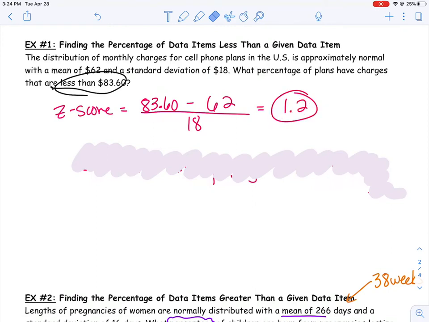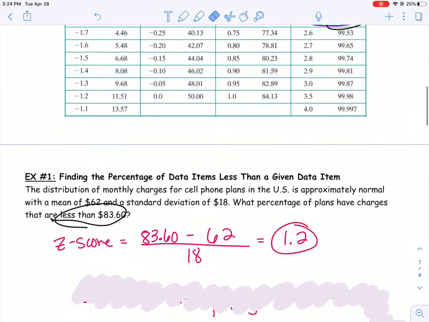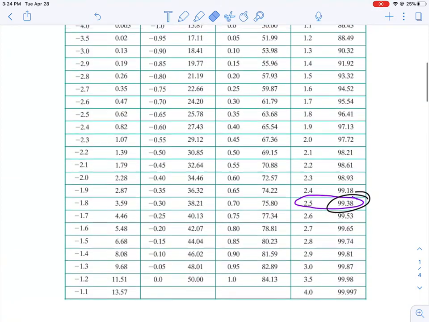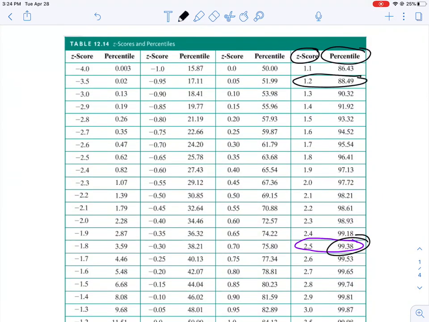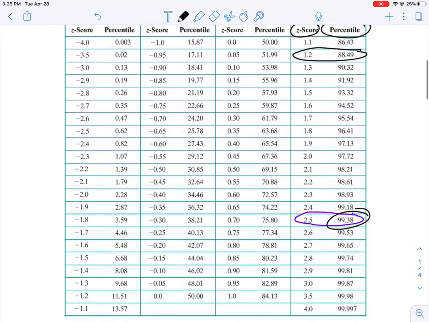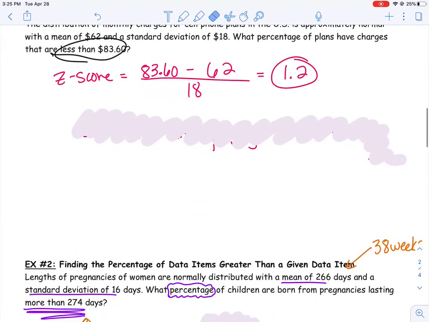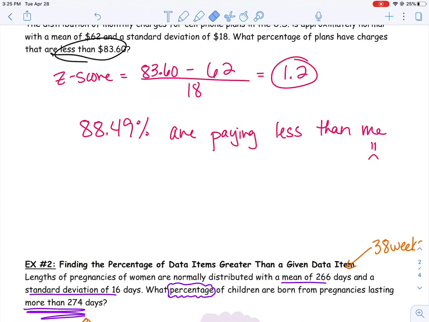I ended up getting a z-score of 1.2, which means that if you pay $83.60 a month for your cell phone plan, you are 1.2 standard deviations above the mean. You're paying more than the average person. But what percentage of people pay less than you? Well, let's figure out what percentile we're in if we have a z-score of 1.2. So I'm going to go back to the chart and find 1.2. It's a positive 1.2. That makes a difference, so be careful. A z-score of 1.2 falls in the 88.49th percentile. If we're in the 88.49th percentile, then that means 88.49% of people are paying less than you.